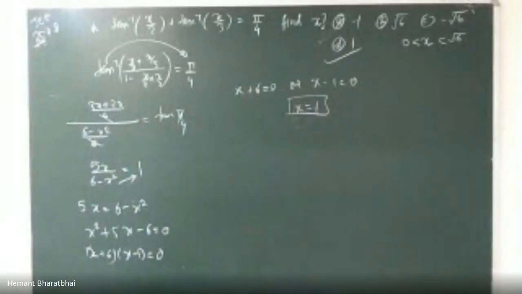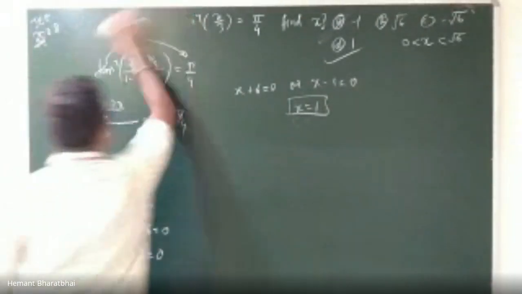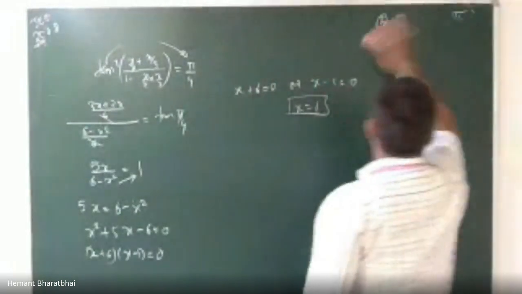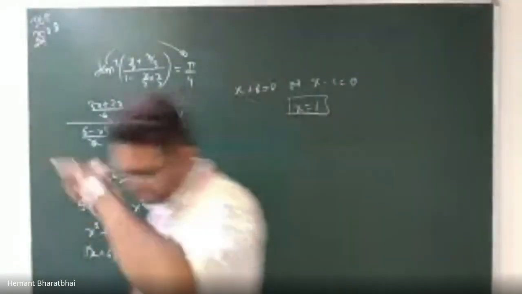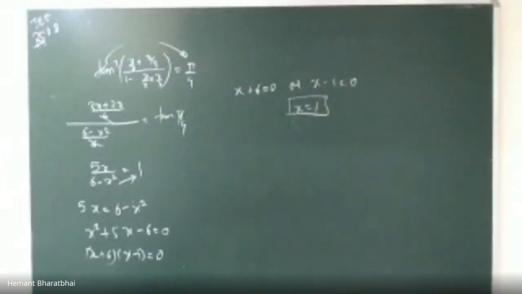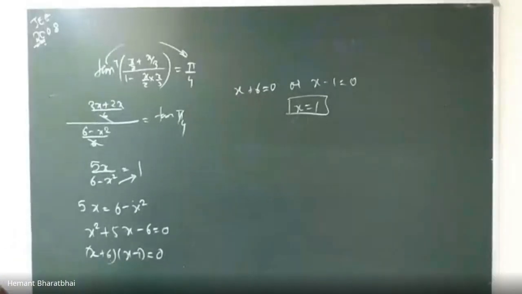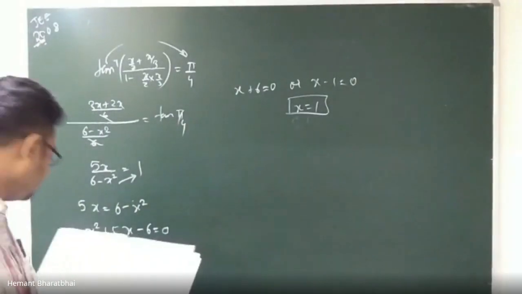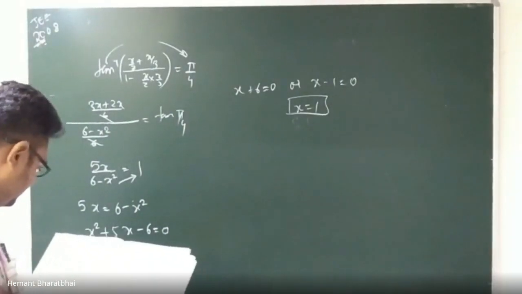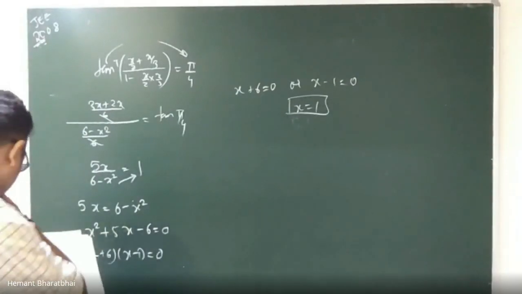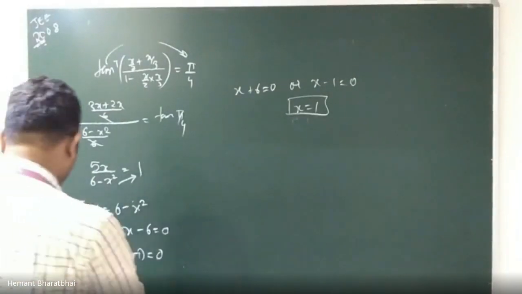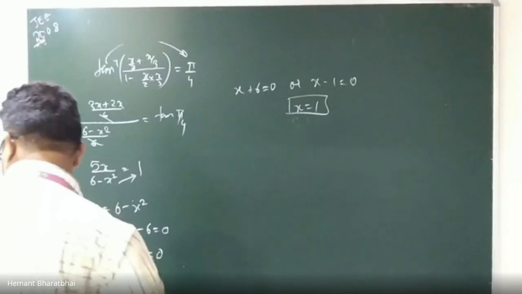Okay, it was a very simple numerical. Let's see the next numerical. You could have got two answers, minus 6 and 1. The question is saying x is greater than 0, so we have selected x is equal to 1. See next numerical.